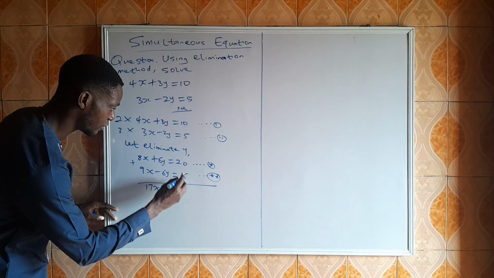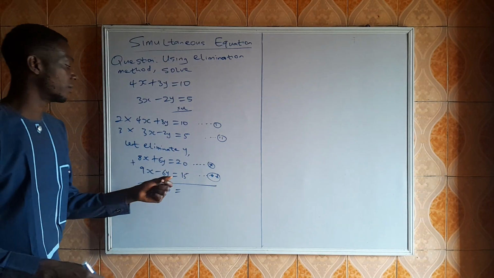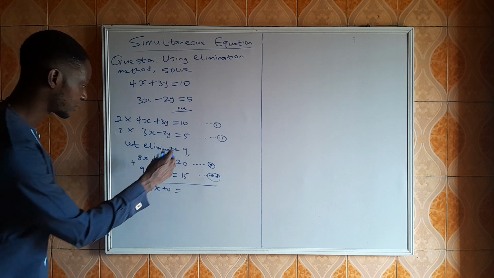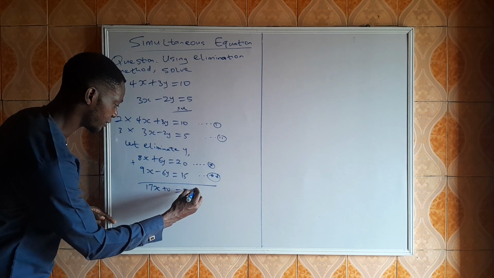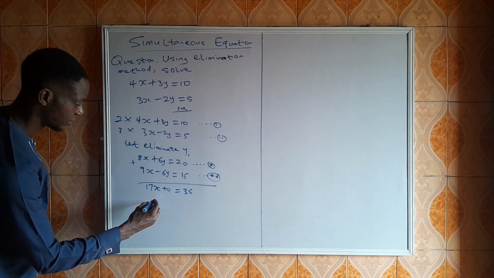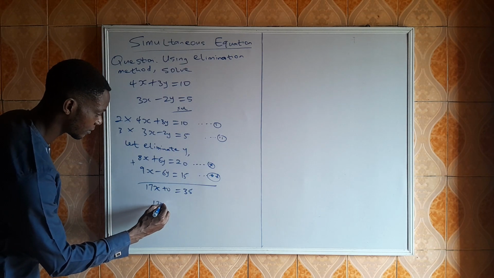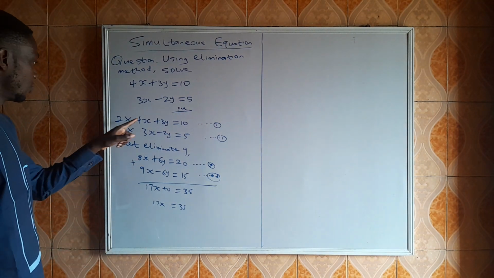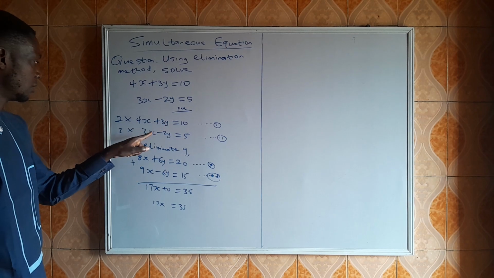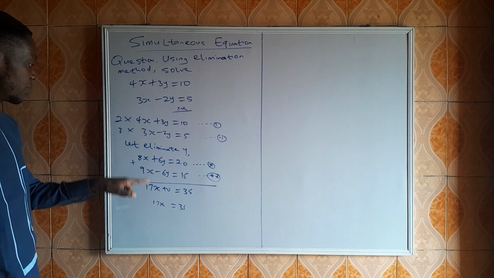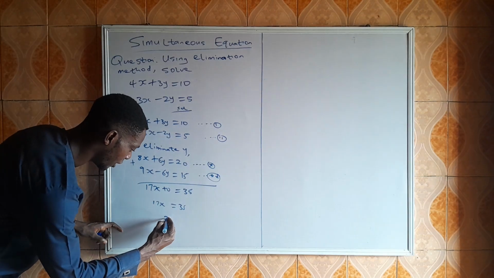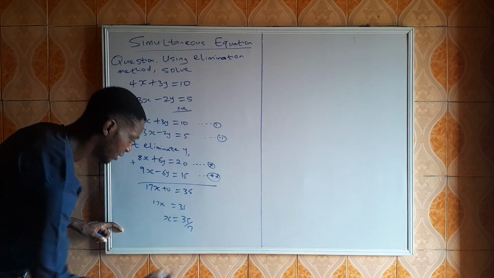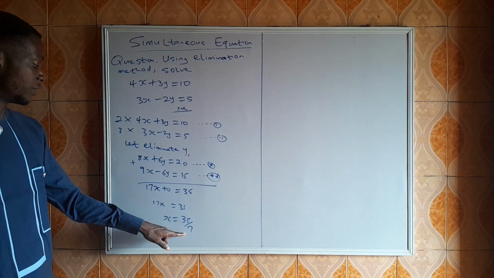So for the right side, 20 plus 15 will give you 35. So you have 17s equals 35. I hope I'm not missing anything. So you have your s to be 35 divided by 17. This will be the value of s.